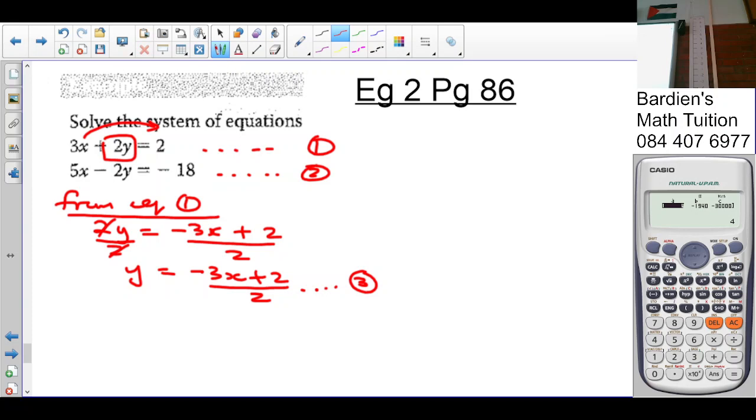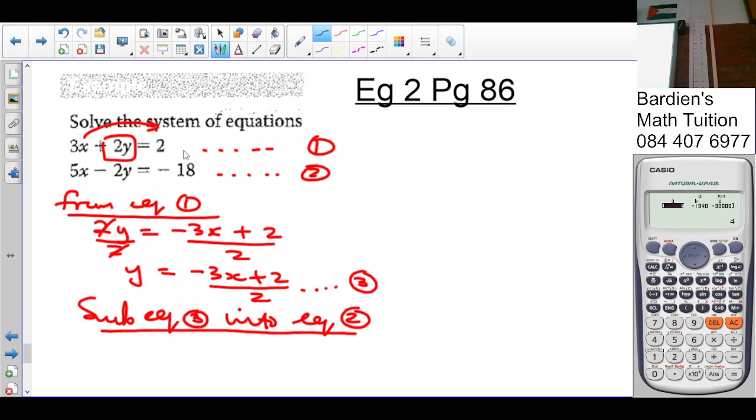So what do I do now? Substitute equation 3 into equation 2. So wherever I see a y in equation 2, I replace it with negative 3x plus 2 over 2.